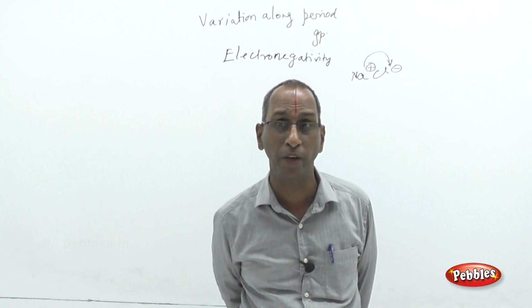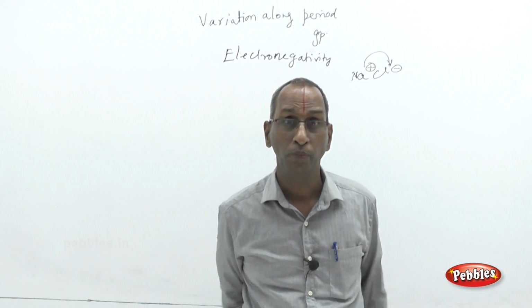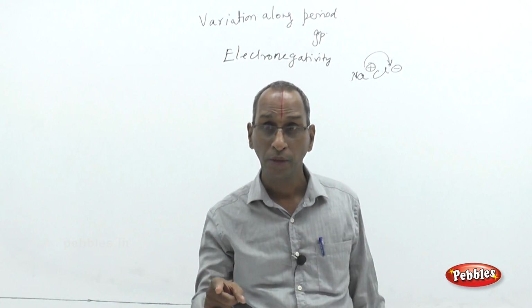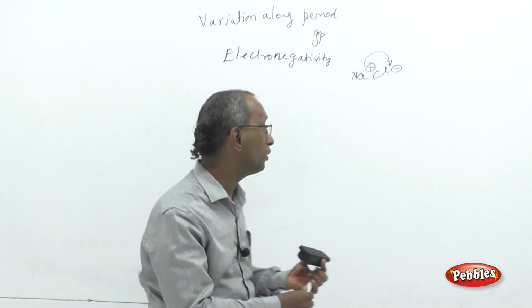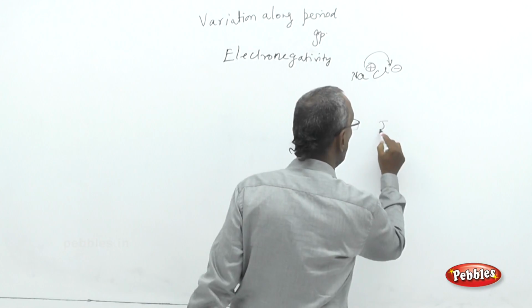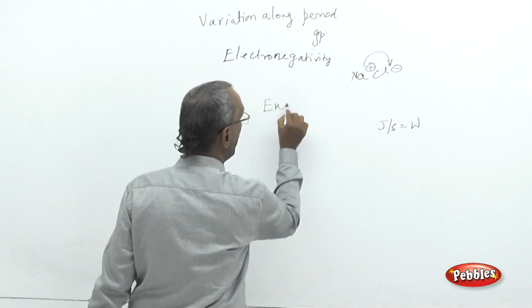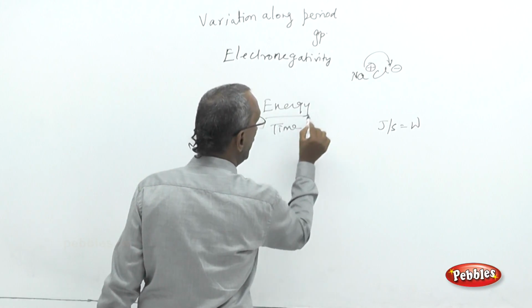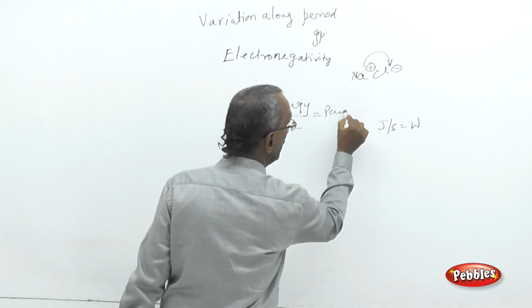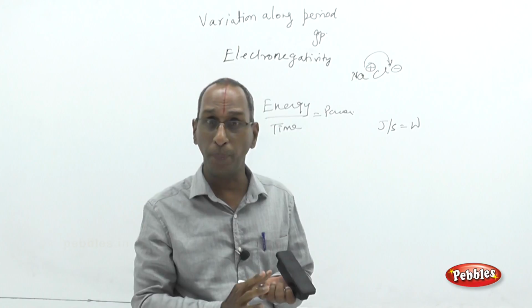What is the difference between energy and power? In physics you might have studied the formula. The unit of power is watt, the unit of energy is joule. They are connected by joule per second equal to watt, or energy by time is called power. Energy per unit time is called power. So in a fraction of time, the energy has to be dissipated.